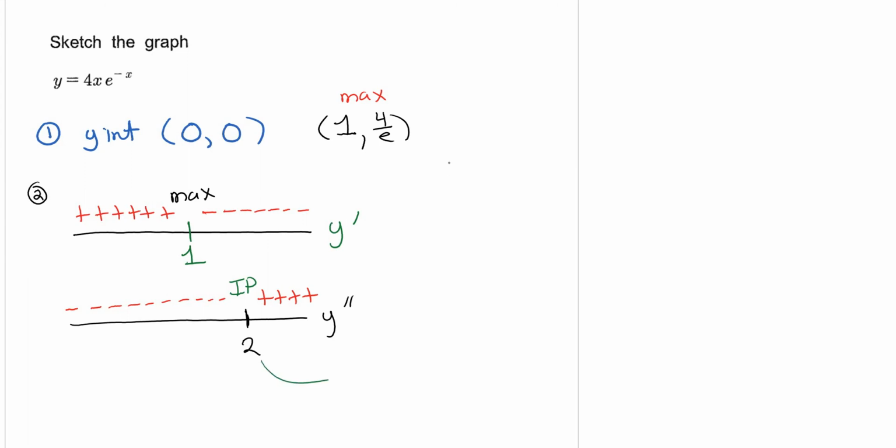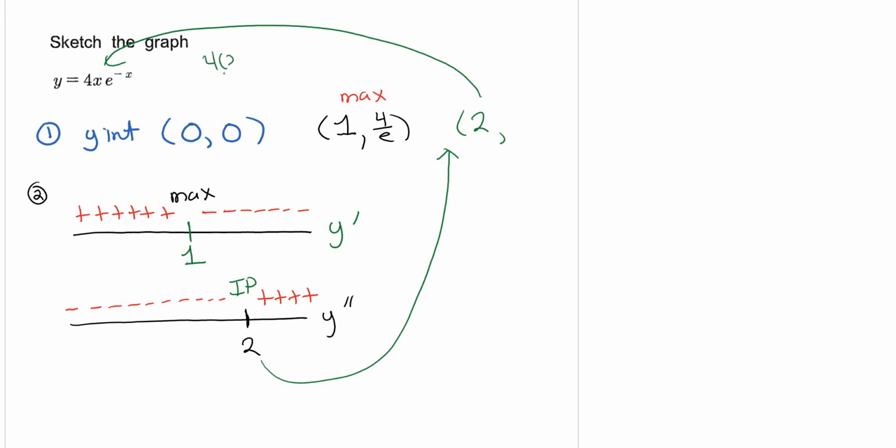And after that, let's go ahead and find the actual inflection point. So the x value is 2. And then if I plug in 2 back into here, it's going to be 4 times 2 divided by e to the power 2. So that's going to be 8 over e squared. So this right here would be my inflection point.